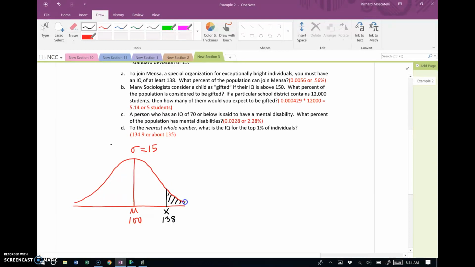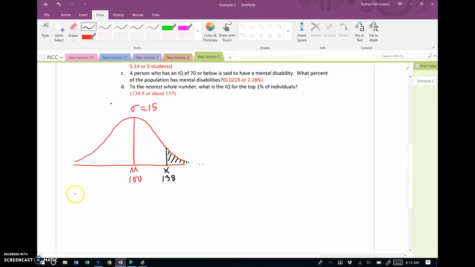So I'm going to shade this to the right. Remember, technically that shade goes on to infinity to the right. So that probability statement would say this: the probability that x, which again is this person's IQ score, is greater than or equal to 138.